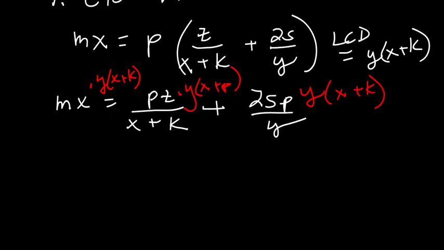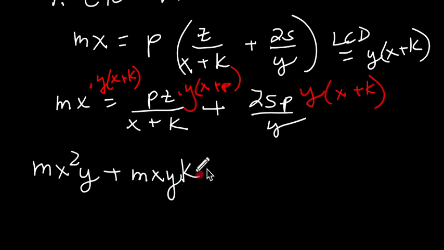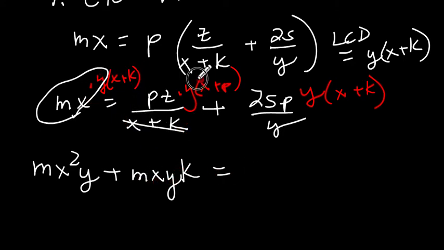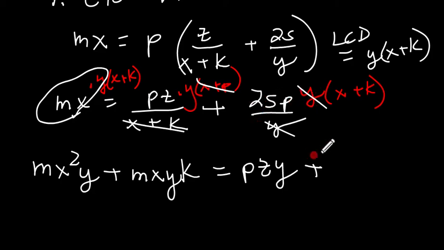Yikes. Okay. On this side, if we distribute it through, we're going to get mx squared y plus mxyk. Yuck. Okay, so I had to take mxy times this and mxy times that. Then over here, these cross out, fortunately, so you get pzy plus, the y's cross out, and that's an s. So we're going to get a 2spx plus a 2sp, I'm going to run out of room, k.